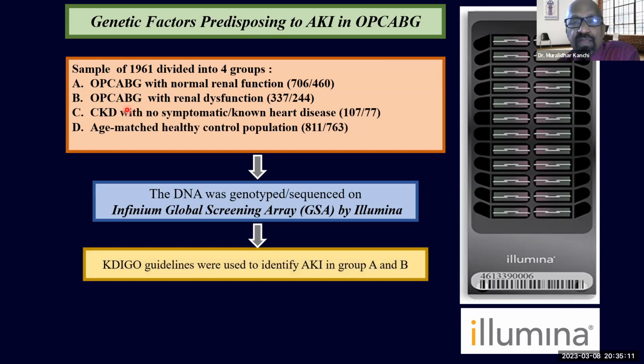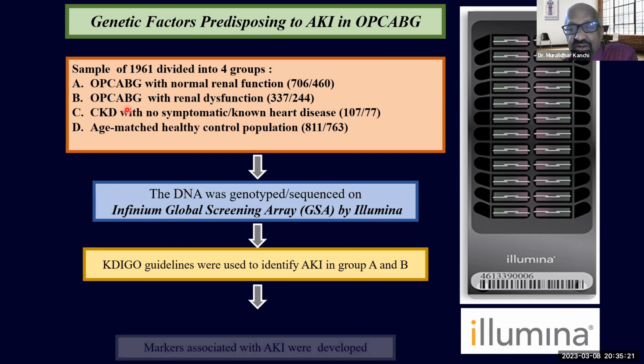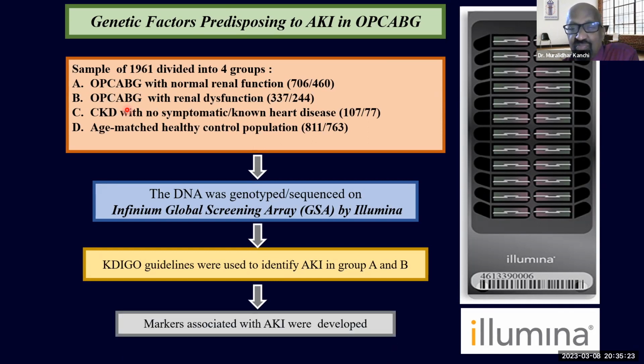In group 1, groups A and B, KDIGO criteria, the Kidney Disease Improving Global Outcomes criteria, were used to identify the development of AKI.